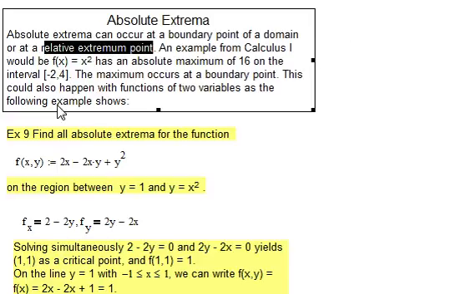An example from Calculus 1 would be f of x equals x squared, which has an absolute maximum of 16 on the interval between x equals -2 and x equals 4, because it never gets any more than 16. The maximum occurs at a boundary point, but the function itself, if we didn't have that domain, doesn't have a maximum. It just keeps getting bigger all the time. So this could happen with functions of two variables, as the following example shows.